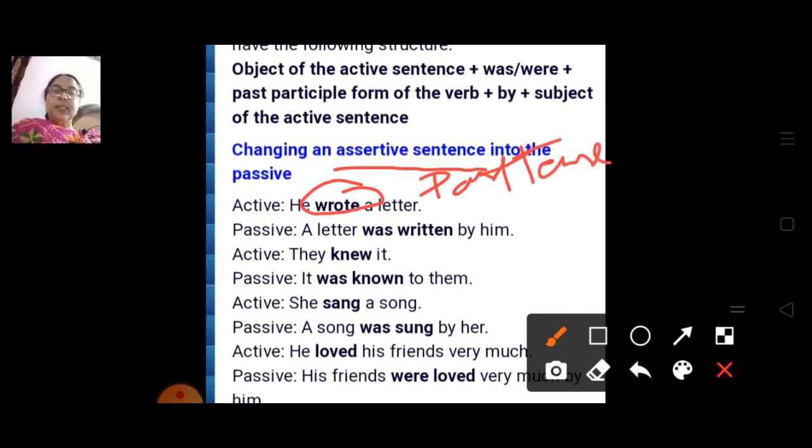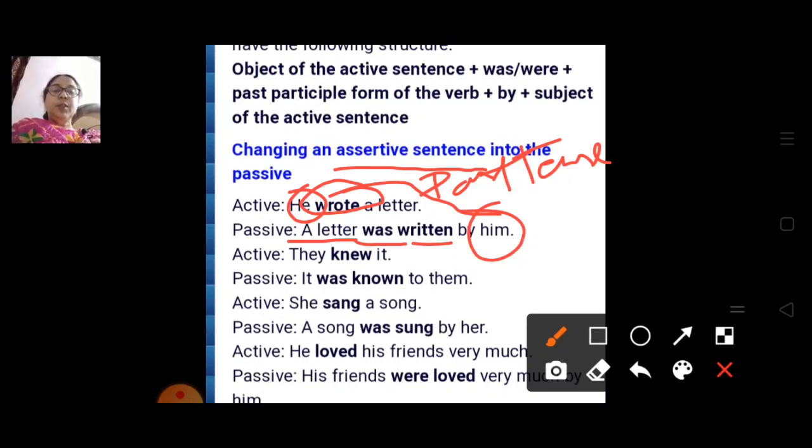To make passive voice, what are we going to change? A letter is placed at the first place. Because this active voice is written in past tense, we have to write an auxiliary verb, which is was, and written, the third form of the verb. And because he is there, that is why the pronoun has been changed over here to him. So, a letter was written by him.